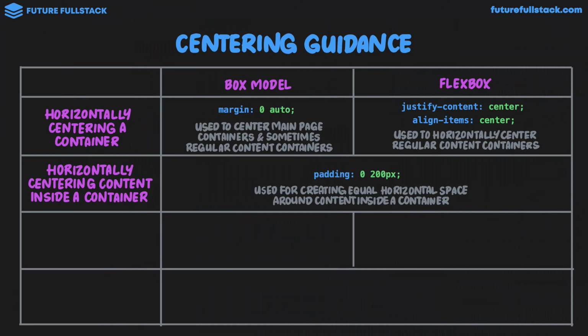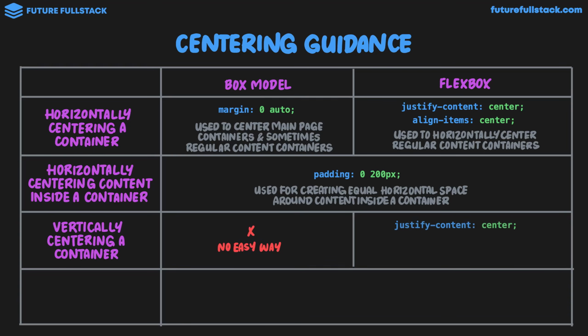So let's now start looking at centering guidance for vertical containers. We'll first be looking at vertically centering a container. If you recall, this is the case when our container had a set height on it. We saw that trying to use box model properties, there is no easy way to achieve this. With Flexbox, we can use justify content center or align items center, depending on the orientation of the main axis. And this method is used to vertically center regular content containers.